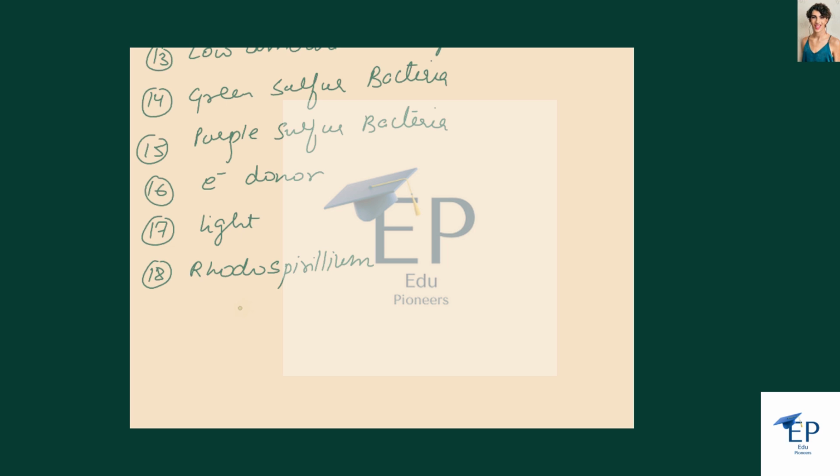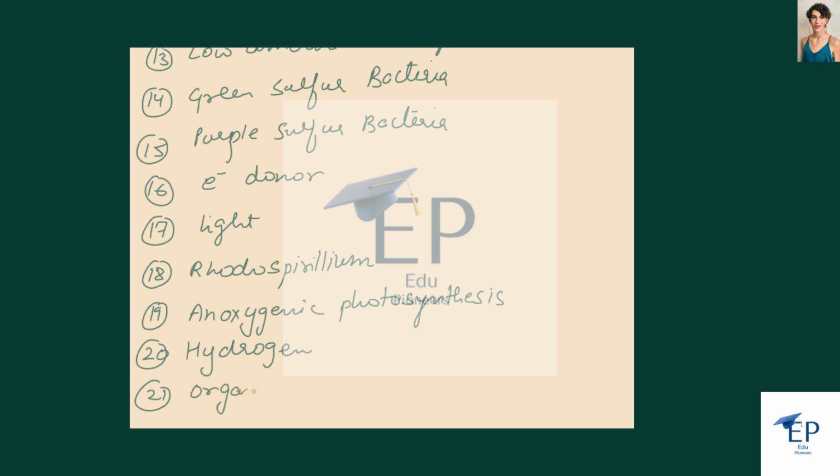And these bacteria, in the absence of oxygen and in the presence of light, carry out the process of anaerobic photosynthesis, much as purple sulfur bacteria do. This organism uses hydrogen or organic molecules as an electron donor.